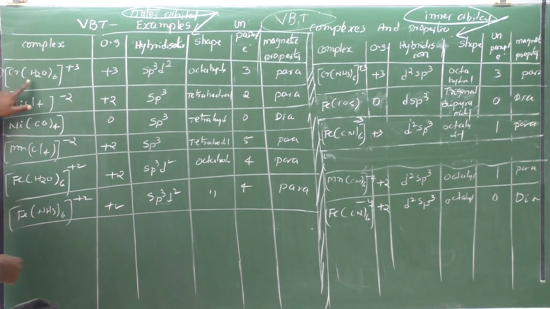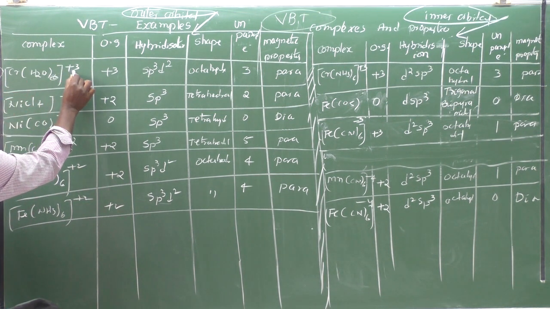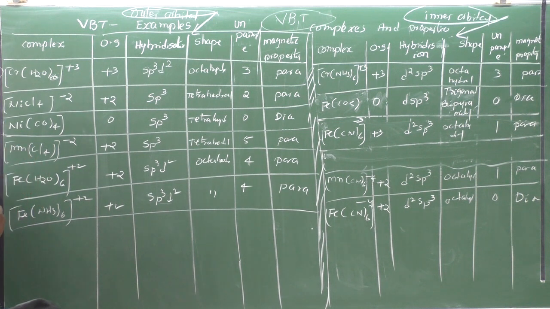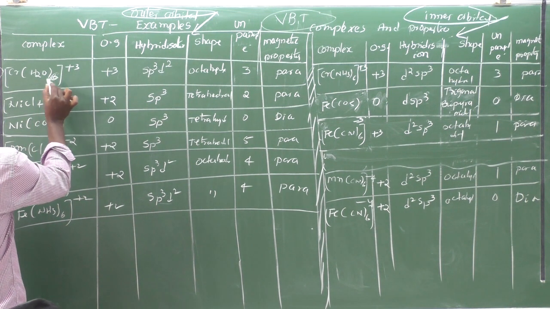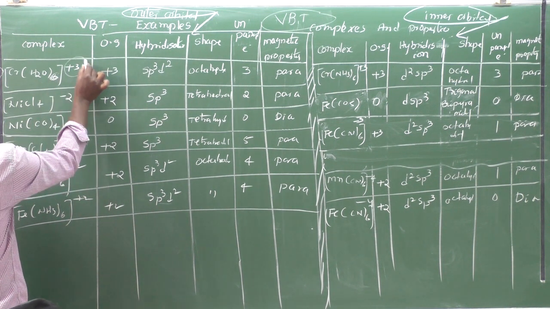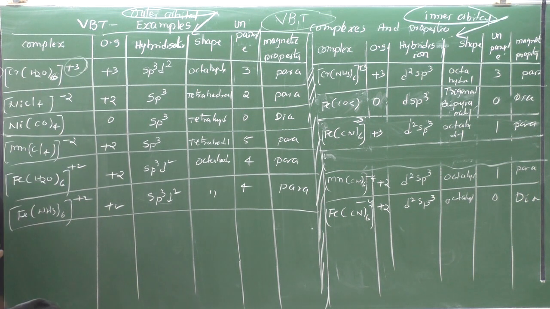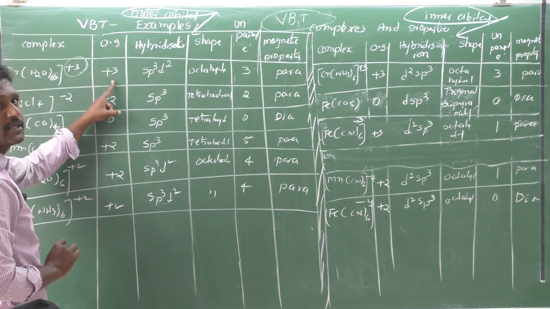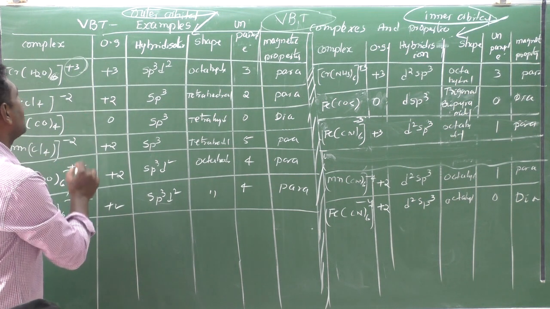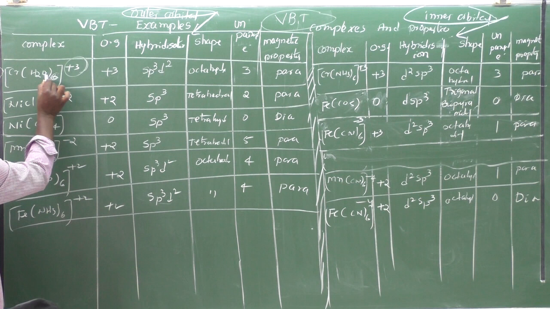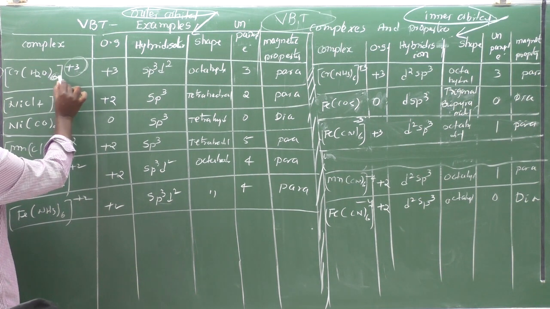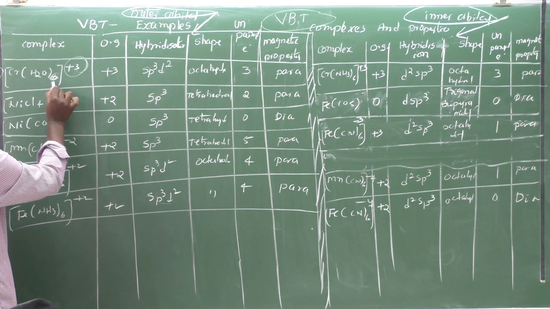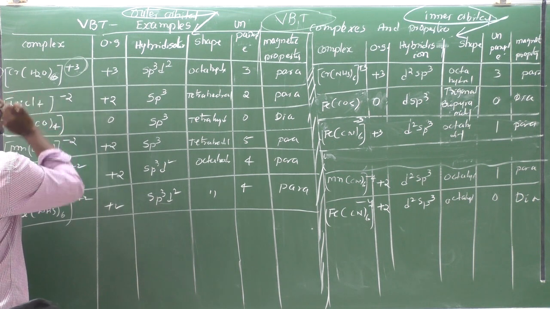is [Cr(H2O)6]3+. So in the first example, the oxidation state of chromium is +3. Once you check it, the oxidation state of chromium is +3. How +3? Water is a neutral ligand, therefore its oxidation state will be +3.